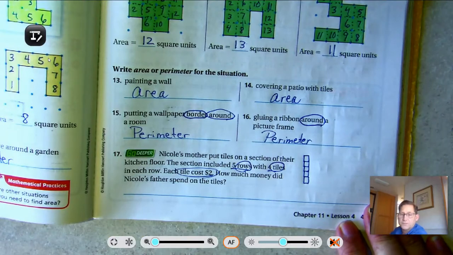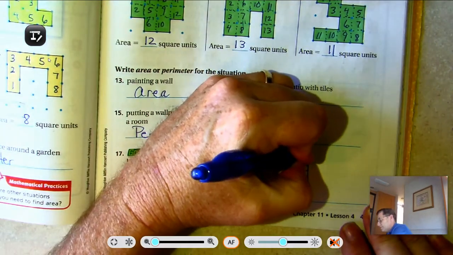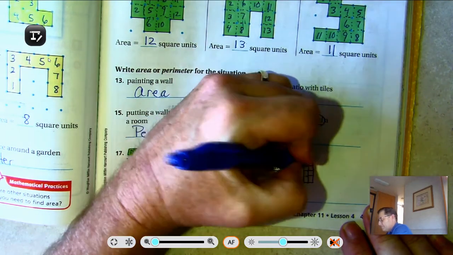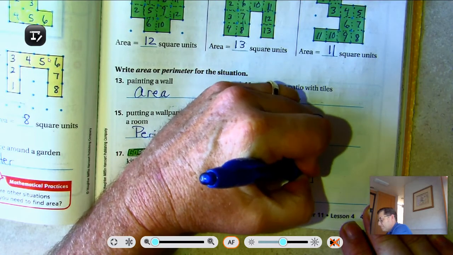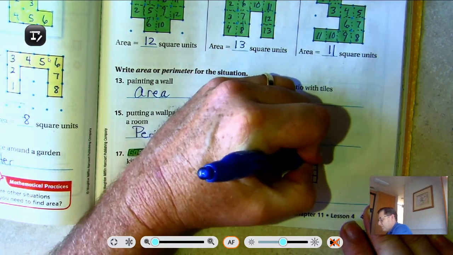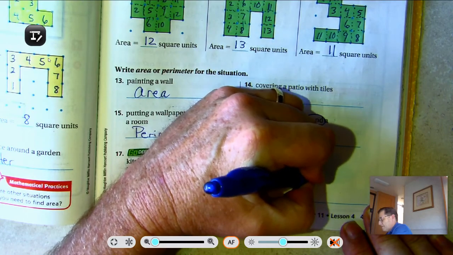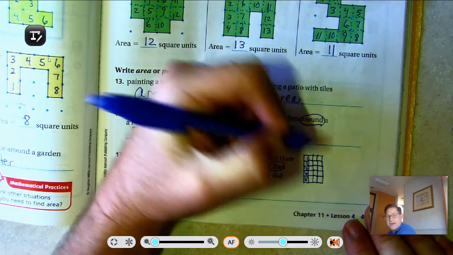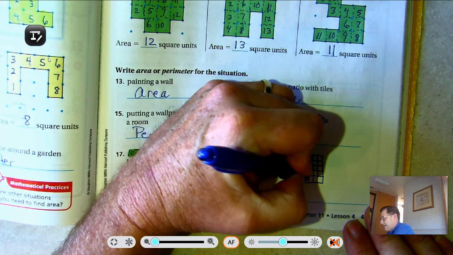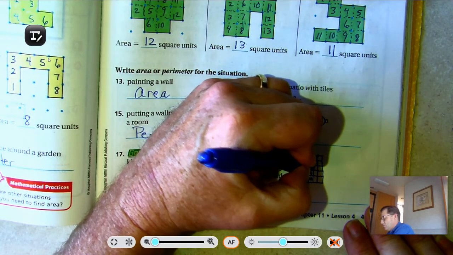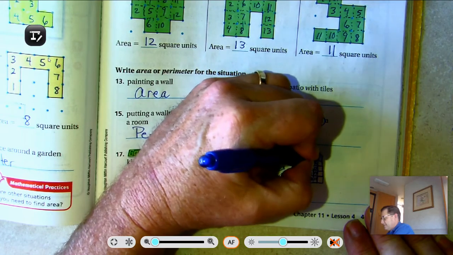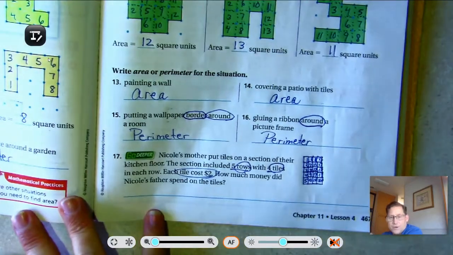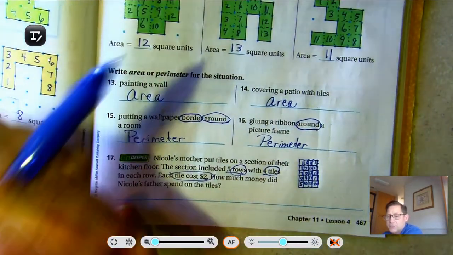5 rows of 4. So we could just make an array, right? The squares. That's 5 rows of 4. So how many do we have? We have 1, 2, 3, 4, 5, 6, 7, 8, 9, 10, 11, 12, 13, 14, 15, 16, 17, 18, 19, 20. So we have 20 tiles, and each tile costs $2.